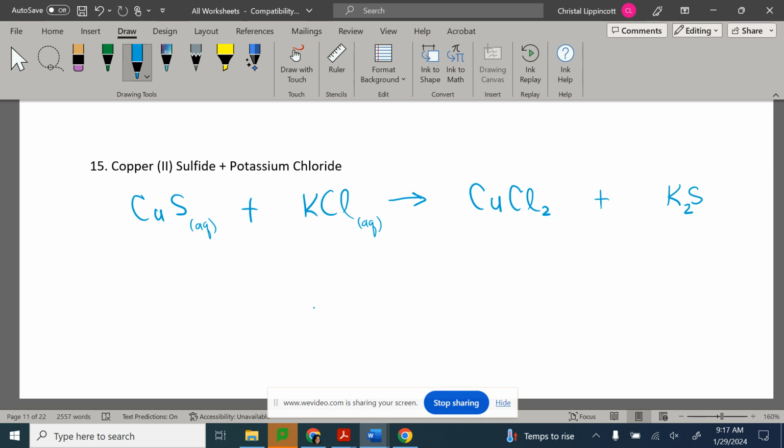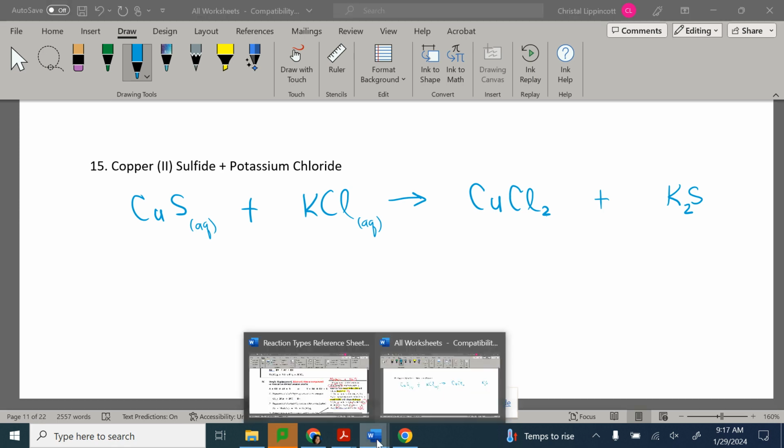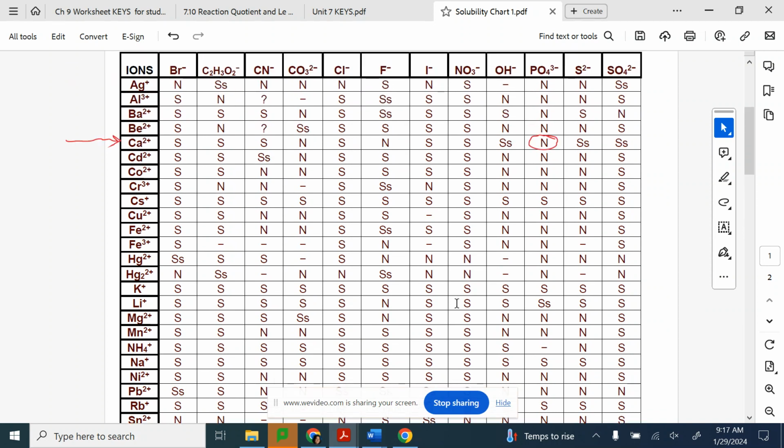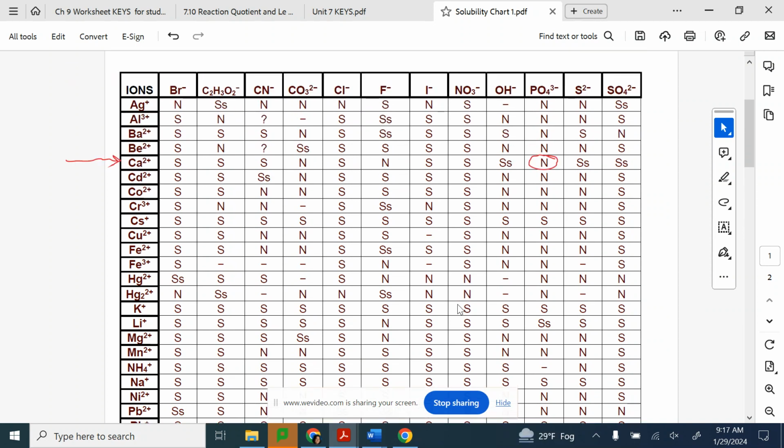Everybody good with that so far? Everybody understands where I got these 2s from? Anybody not? Okay. All right. Now we're going to go and check our chart. So we've got to find copper and chlorine. On my chart over here, I'm going to find my copper, and copper 2 is right here. And I'm going to go over to chlorine. It says that it is an S.